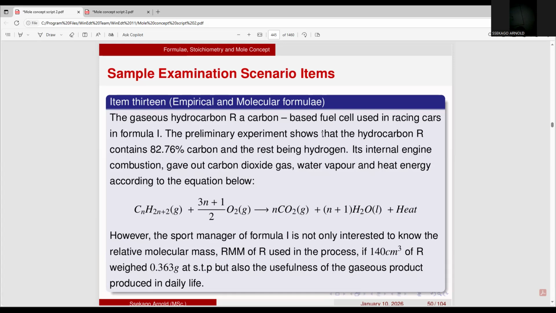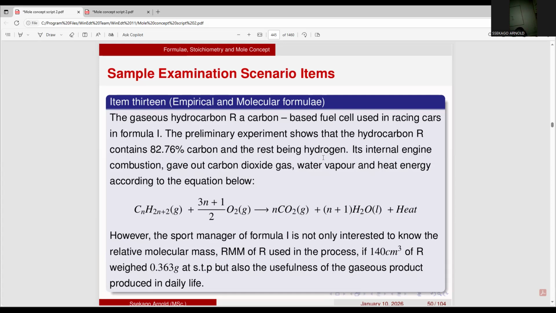So the preliminary experiment shows that the hydrocarbon R contains 82.76% carbon and the rest being hydrogen. So percentage of hydrogen is not given, but we have that of carbon. And we know that the total percentage is 100. So we have that of carbon, so we shall have to first find that of hydrogen.